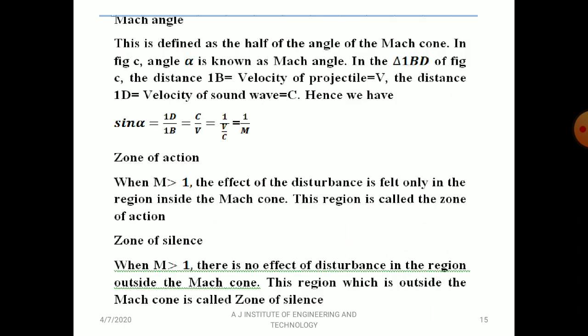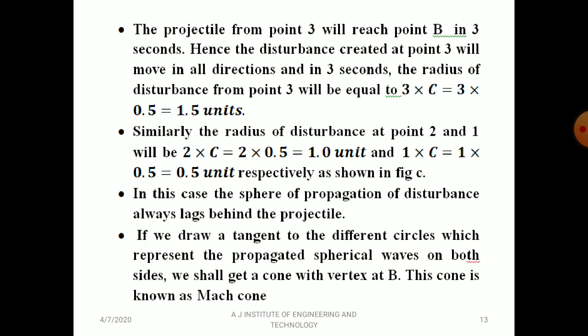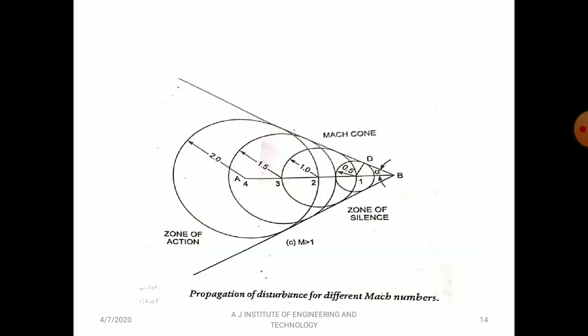Now I have to define one more thing. If we draw a tangent to the different circles, which represent the propagated spherical waves or pressure waves, on both the sides, we shall get a cone with a vertex at B. This cone is known as the Mach cone. So we have 1, 2, 3, 4 circles. When you draw a tangent to these circles on the outer side, we get one cone, such that the beginning point of the tangent should be at point B. That cone, whatever we get, is called the Mach cone.